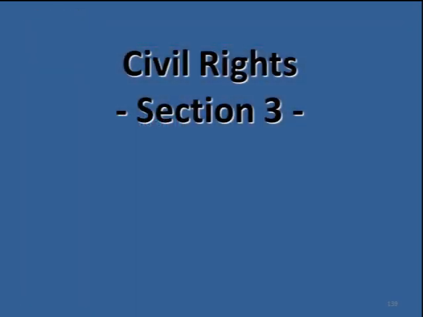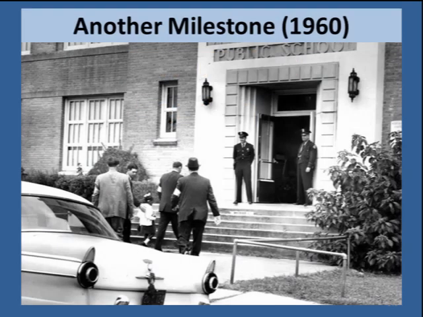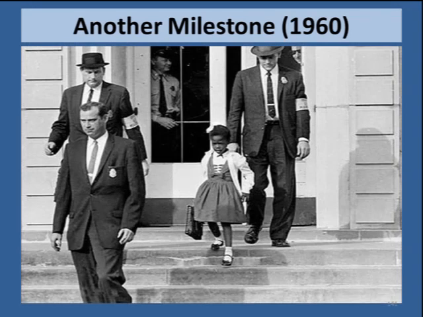Civil Rights, Section 3. We will now begin the third section of Lesson 4. Although it took several more years, eventually all schools in Little Rock desegregated. In many other cities, though, it took much longer. For instance, on November 14, 1960, U.S. Marshals escorted Ruby Bridges to school in New Orleans, Louisiana. On that day, Bridges became the first black child to enter an all-white elementary school anywhere in the American South.